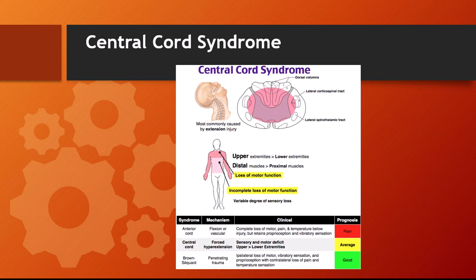The interesting thing about central cord syndrome is it makes up about 75% of the spinal cord injuries that your patient is going to see. The most common mechanism of injury that leads to central cord syndrome is going to be hyperextension of the patient's neck. And what mechanism of injury would actually cause hyperextension of the patient's neck? Say it again. Not T-bone.